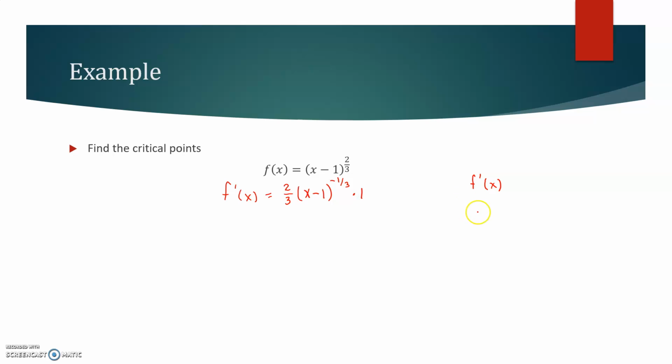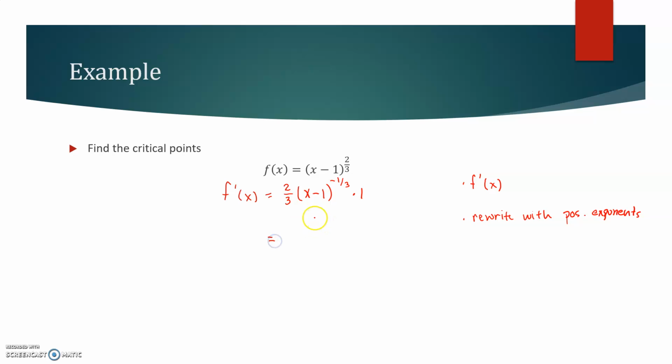The next thing I recommend you do is rewrite with positive exponents so that you can really see where your derivative is undefined, and if you have any algebra to do in order to see the asymptotes, then you should do that algebra.